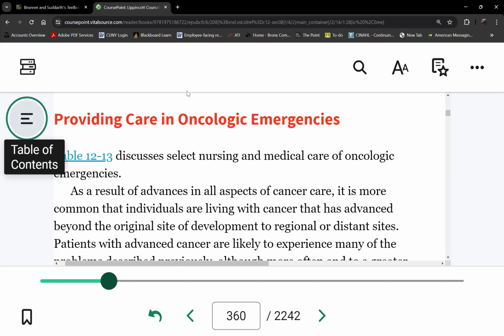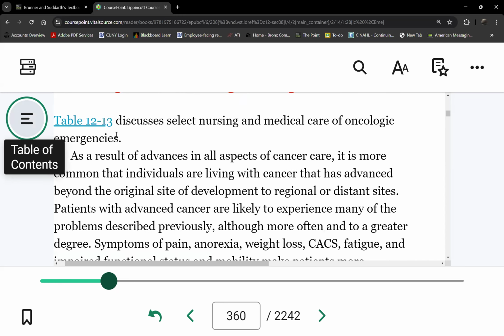This is the last topic on cancer. There are 6 oncologic emergencies. They're discussed in table 12-13. Now, 2 of them are not listed on that table because they are implied.